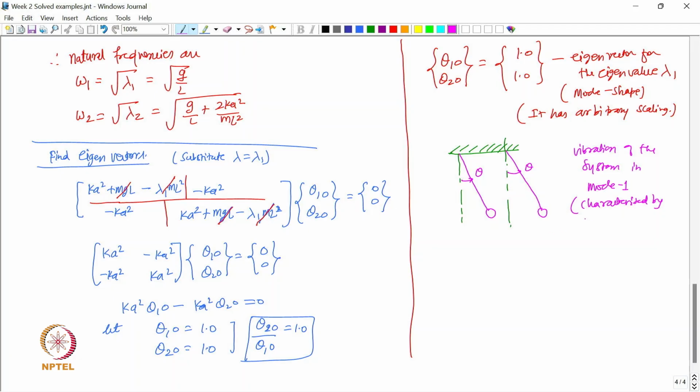and mode 1 is characterized by the eigenvalue, natural frequency omega 1 and mode shape psi 1. So, maybe we can call this psi 1, correct. So, they will keep on oscillating like this, but they would remain in phase and their amplitude of motion is the same all the time.